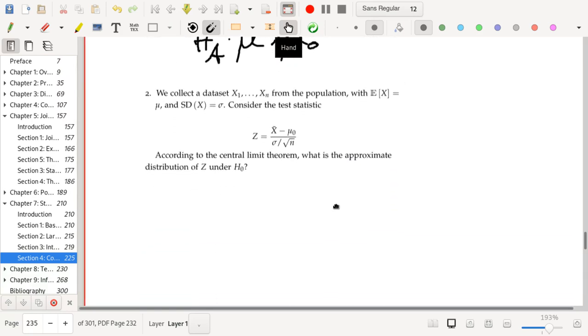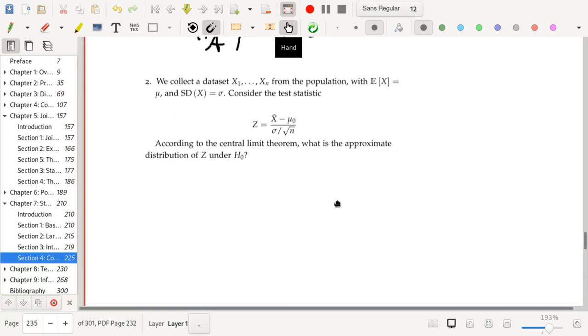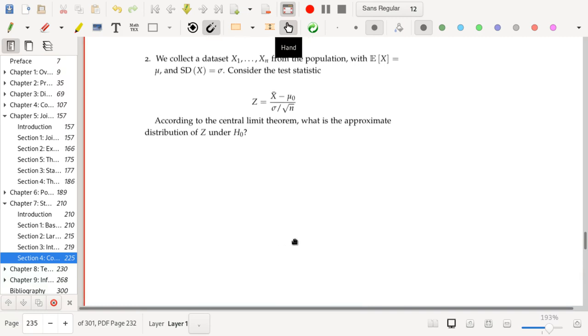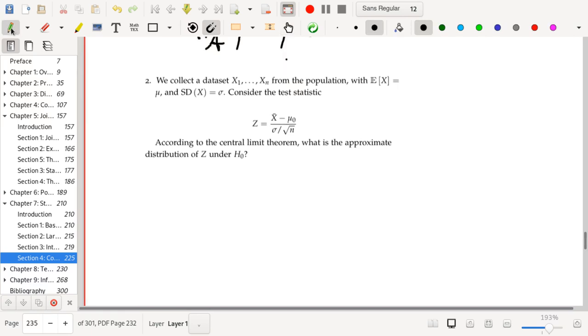Part two: we collect a data set from the population. The mean of that data is mu and the standard deviation is sigma, and I didn't say it, but I should have, this data is IID. Consider the test statistic z, which is equal to x bar minus mu naught, divided by sigma over the square root of n. According to the central limit theorem, which you wouldn't need if you just assumed the data was normally distributed, but I like the central limit theorem. It is my favorite theorem. People have been able to identify me because I say I like the central limit theorem.